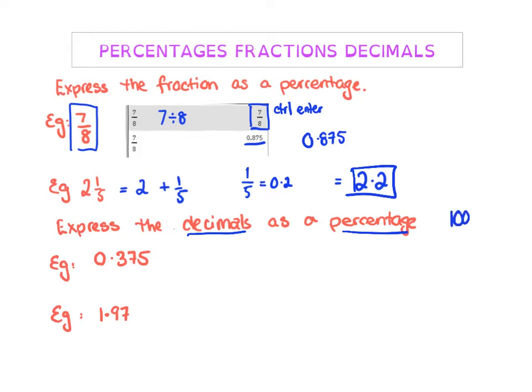So if we have a decimal and we want to make it a percentage, we actually times it by 100. So we times it by 100, we move the decimal point. So this one would equal 37.5%. If I was looking at this one here, 1.97 as a percentage, I still times it by 100. So I move the decimal point that way 2 times, and I'd end up with 197%. Okay?